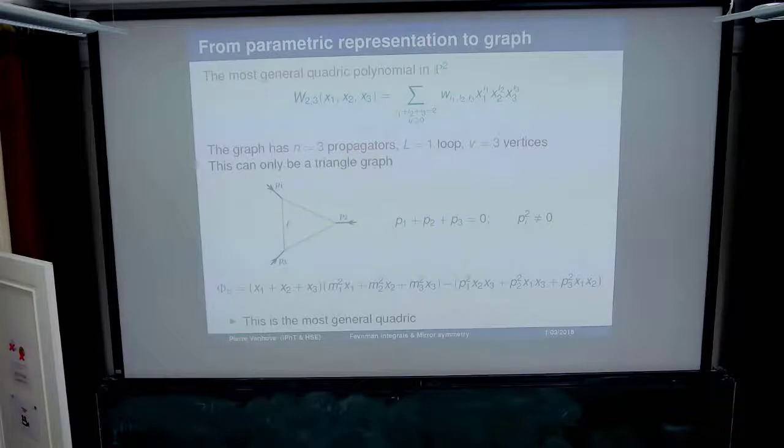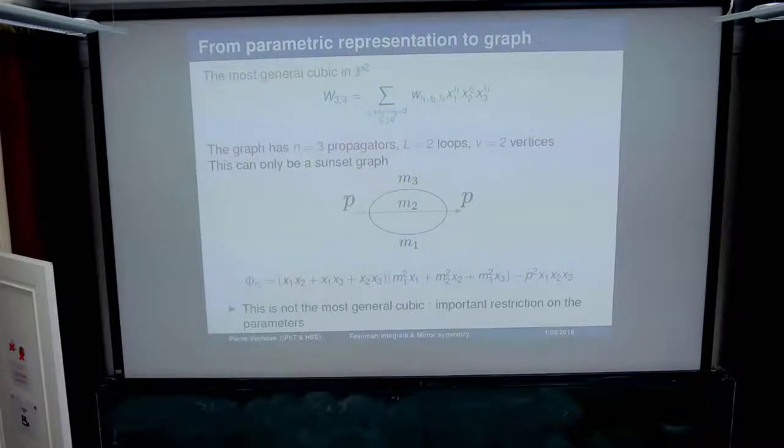I have 3 external momenta. Momentum conservation is preserved. They don't have to be massless, so the p_i squared is non-zero. And I can have internal masses. So that means the graph polynomial for this triangle graph is this one. And as you realize, this is the most generic quadric you can have in P2. So there is no restriction. Everything applies. If you go to toric geometry, it's the most generic situation.